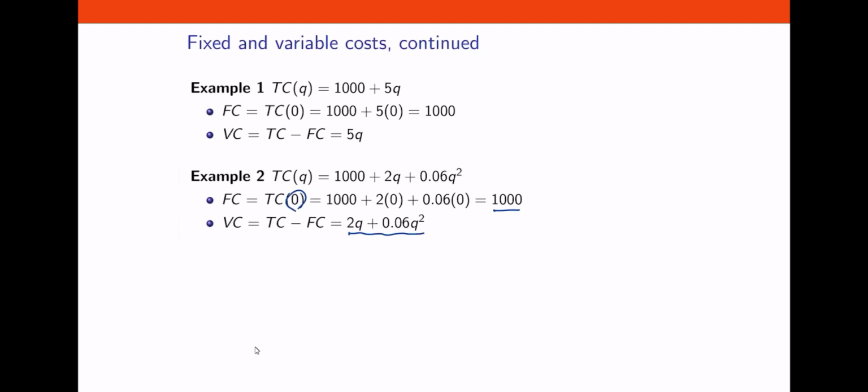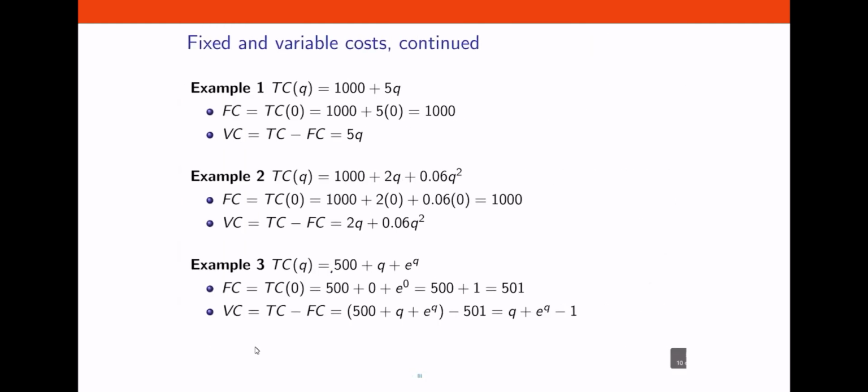Looking at these expressions, you might be tempted to think, well, what's happening here is I have part of the function that is fixed and part of it that's variable. And these correspond to the fixed and variable costs. But we have to be a little bit careful, as the next example will show.